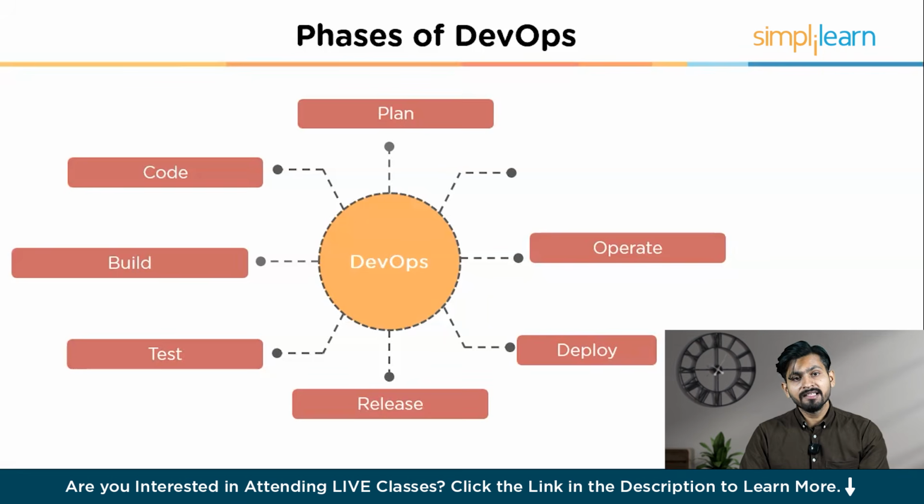For example, we have Ansible for configuration management, ensuring that all systems are consistent and maintained in the desired state. And finally, it's monitoring. Continuous monitoring of the application to ensure it performs optimally and to detect and resolve issues as they arise. For example, we have Prometheus for monitoring application performance and Grafana for visualizing the data collected. So these were some of the phases of DevOps.